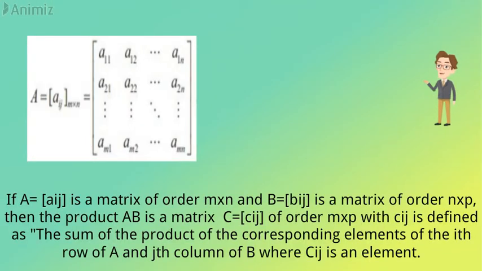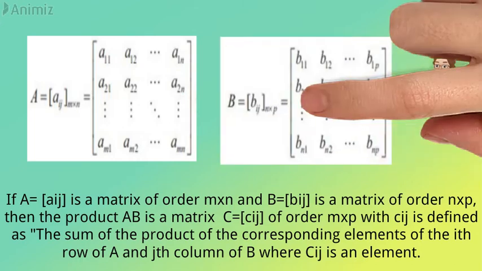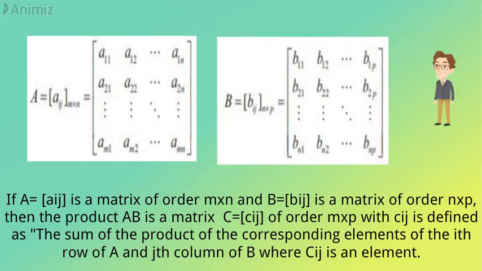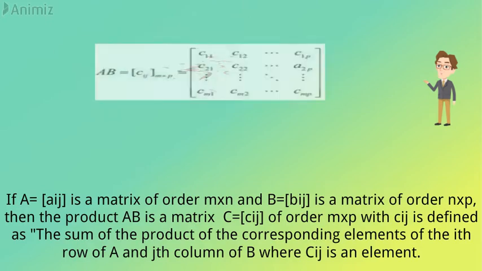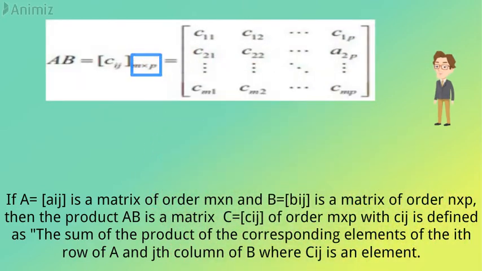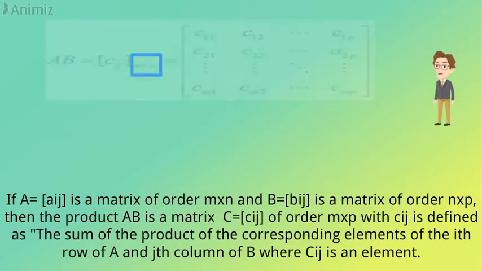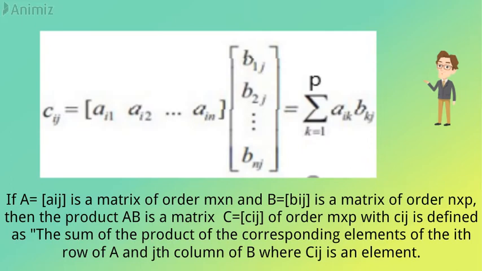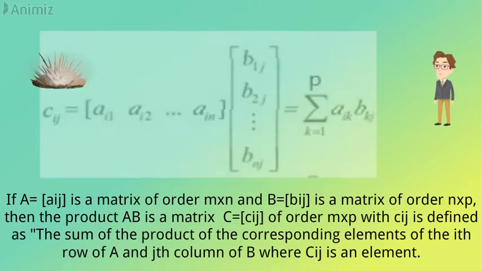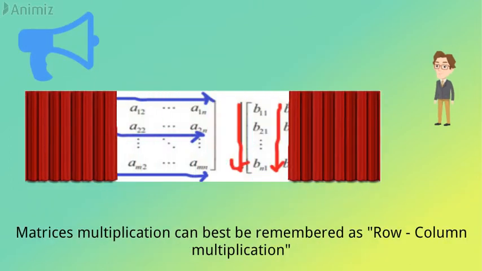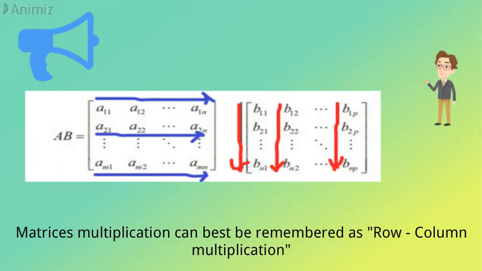If A is a matrix of order m by n and B is a matrix of order n by p, then the product AB is a matrix C of order m by p, with c_ij defined as the sum of the product of the corresponding elements of the ith row of A and jth column of B, where c_ij is an element. Matrix multiplication can best be remembered as row-column multiplication.